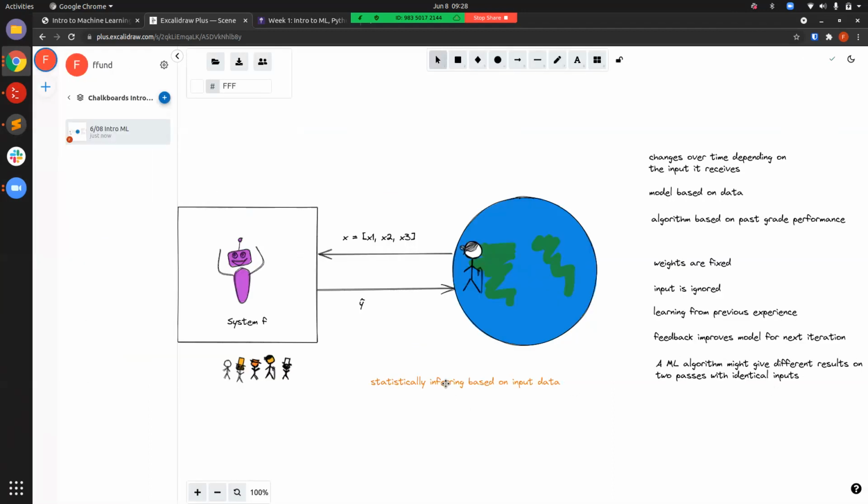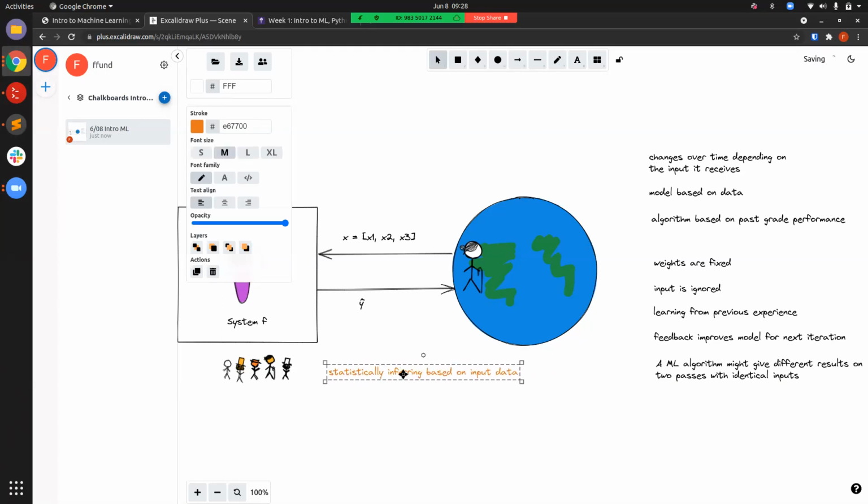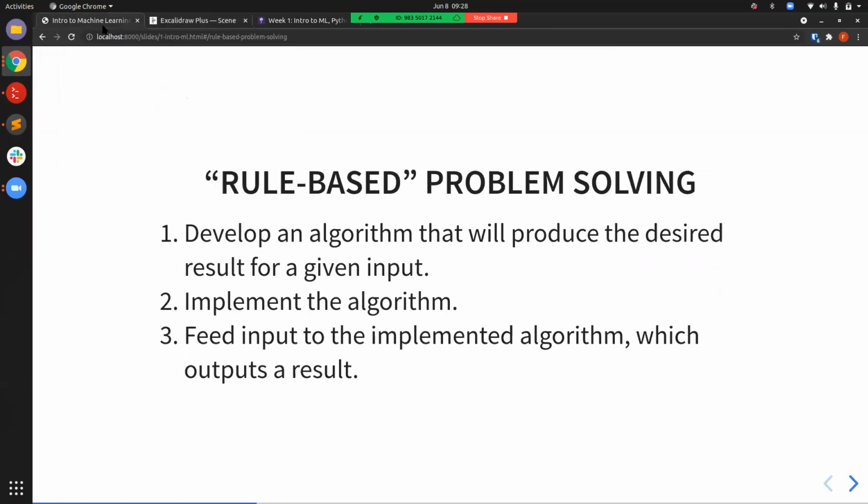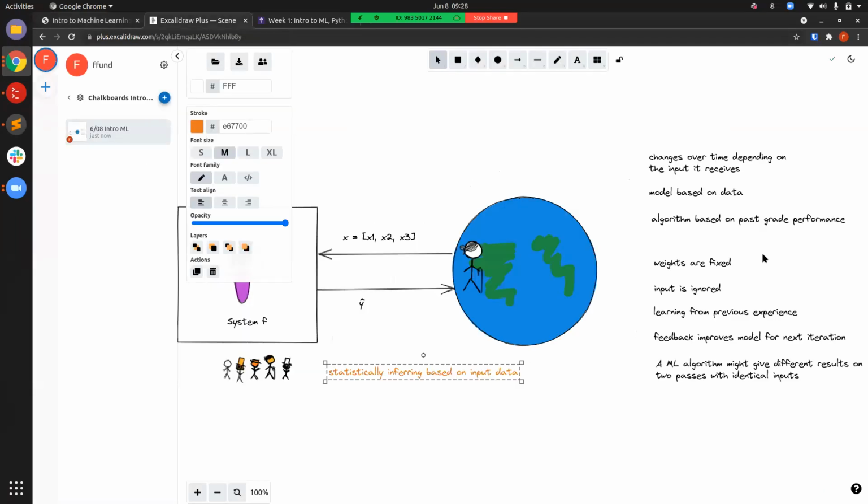Okay, let's see. So statistically inferring based on input data is not necessarily uniquely a feature of machine learning. A rule-based system will also infer something based on input data. And the fact that it uses statistics doesn't necessarily make it machine learning.